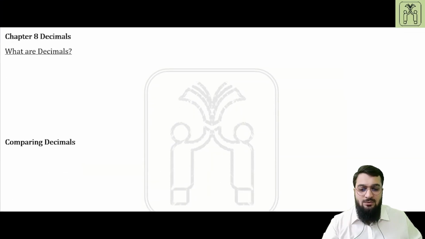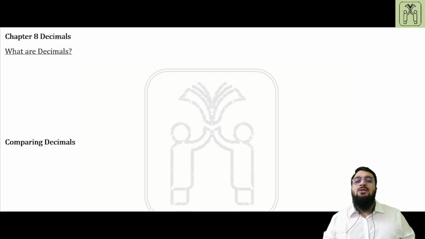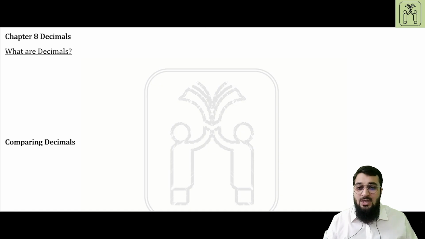So without any further delay, let's start. First of all, the topic of decimals is to be understood, that is, what are decimals. Before starting the chapter, first we have to understand this. Decimals can be easily understood by using the similarity with fractions.